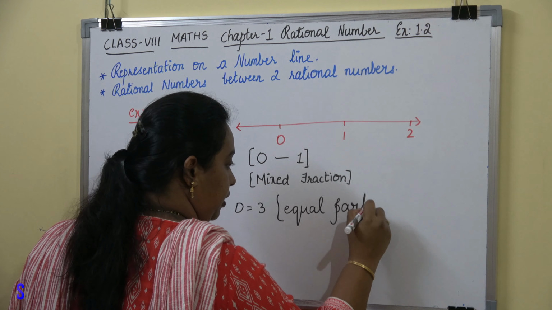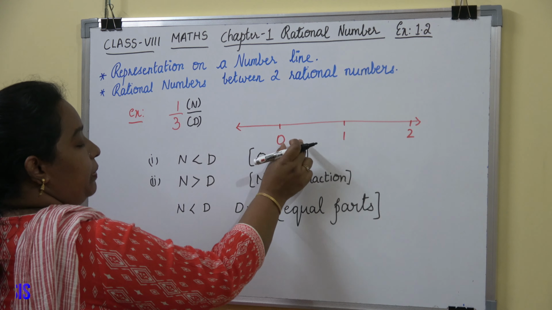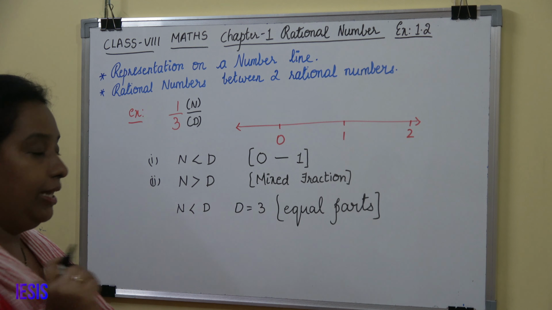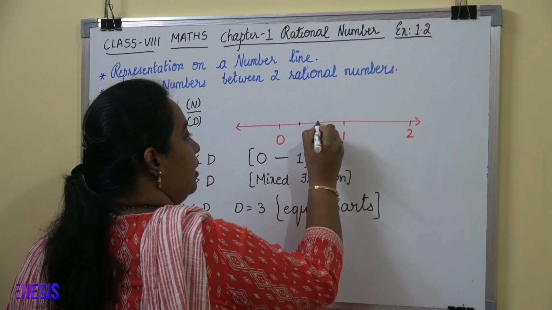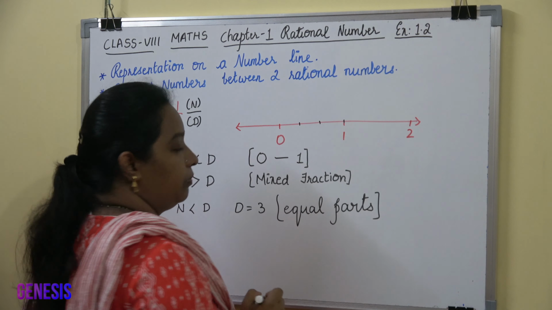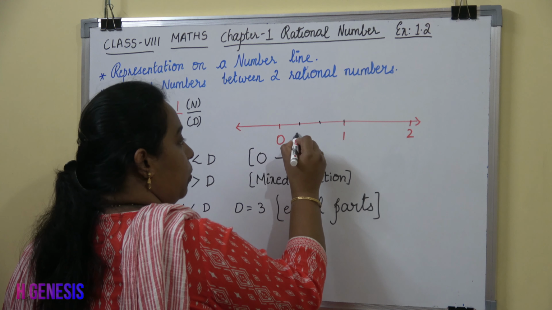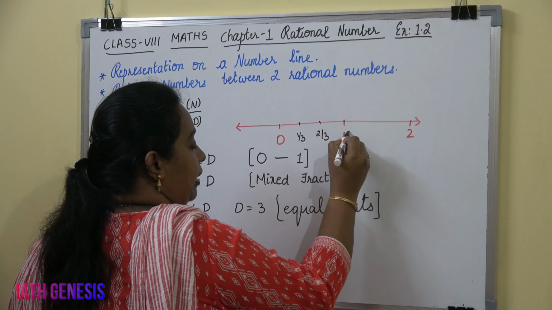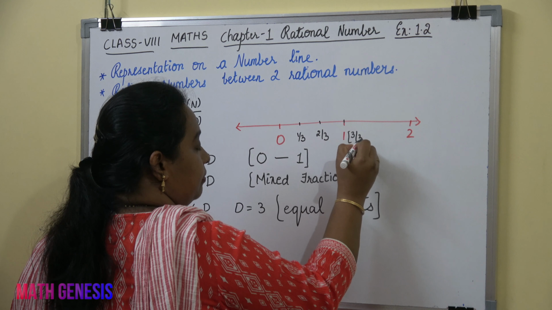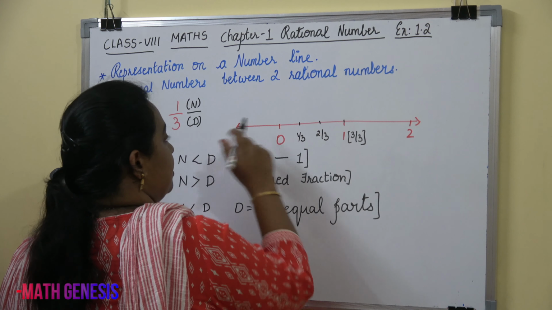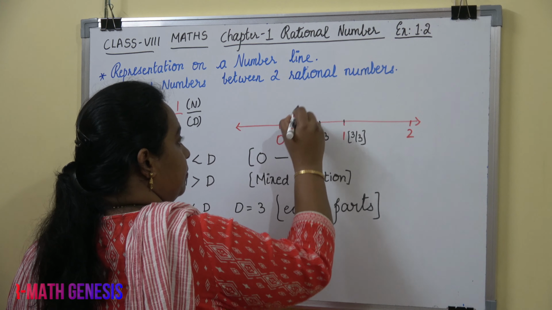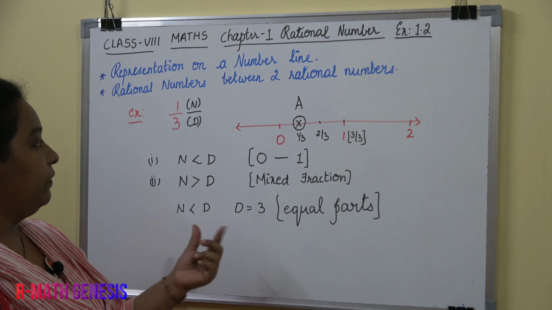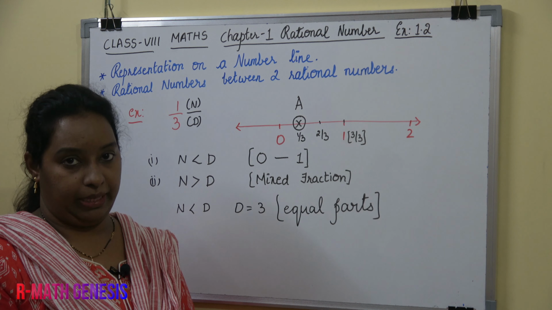Now between 0 and 1, we have to divide into how many equal parts? 3 equal parts. That is 1, 2 and 3. So now this will be 1 by 3, 2 by 3 and this will be 3 by 3. So our answer 1 by 3 will be here. This way we will be representing on a number line.